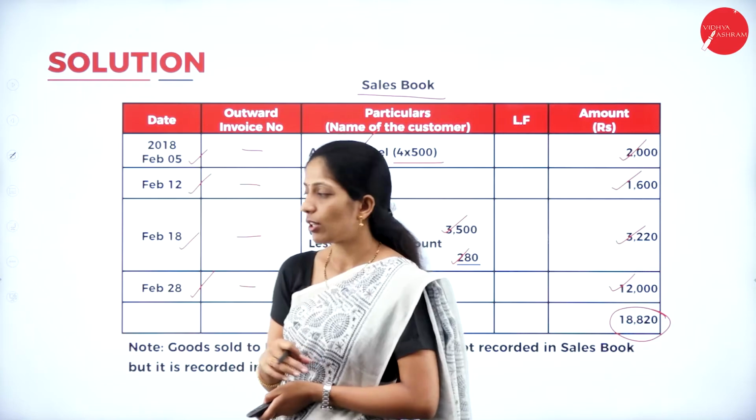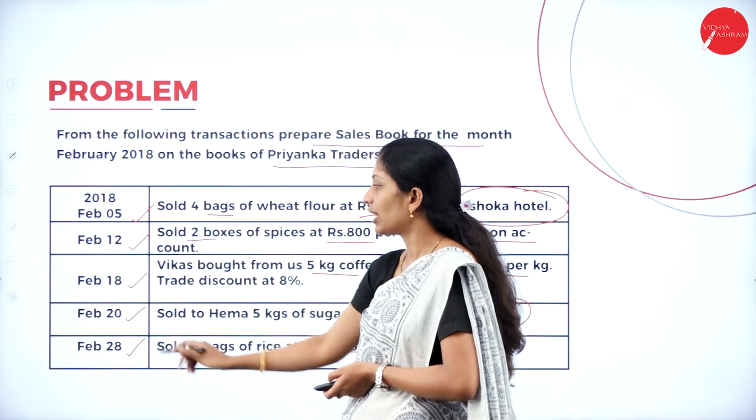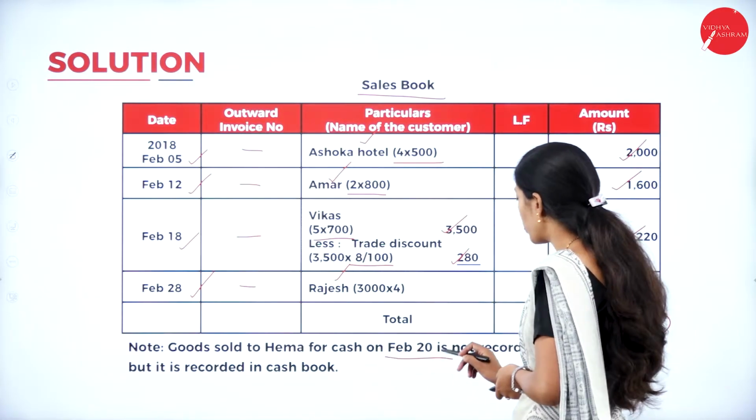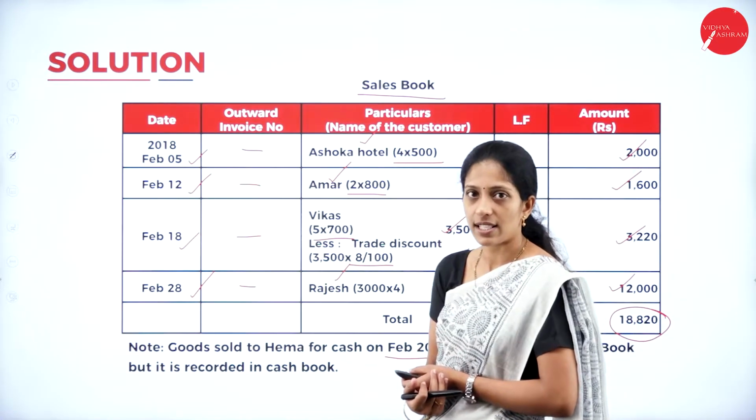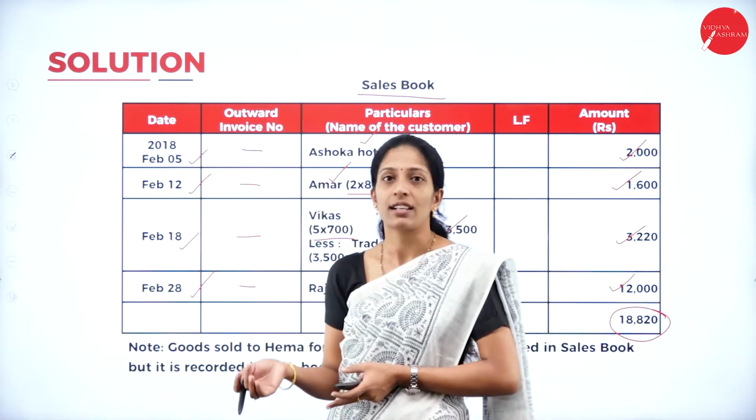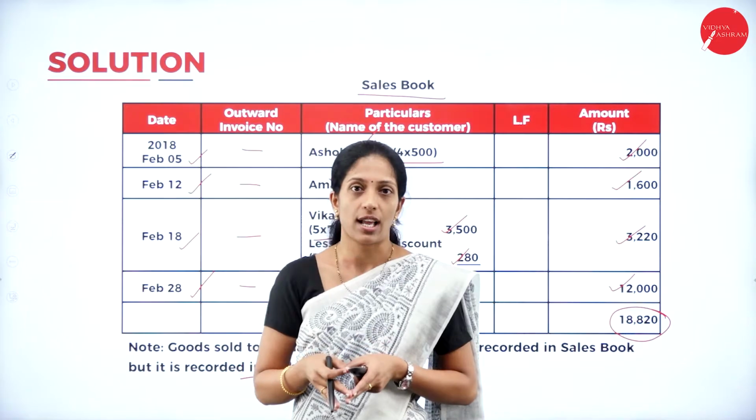But we have to write a note for the transaction that you have left out here, that is Feb 20th. Goods sold to Hema for cash on Feb 20th is not recorded in the sales book because it will be recorded in the cash book, as it is a cash transaction.